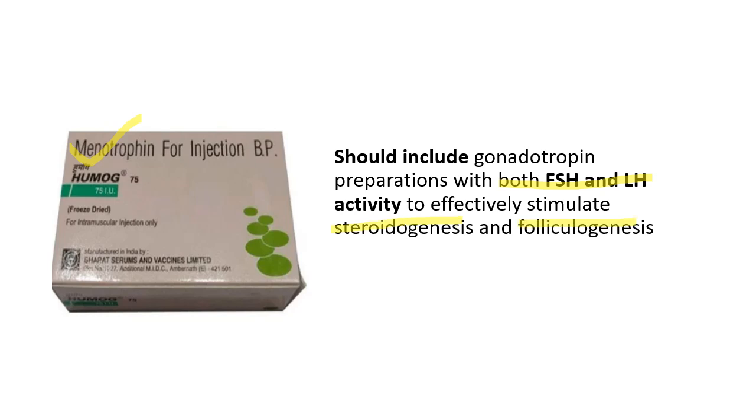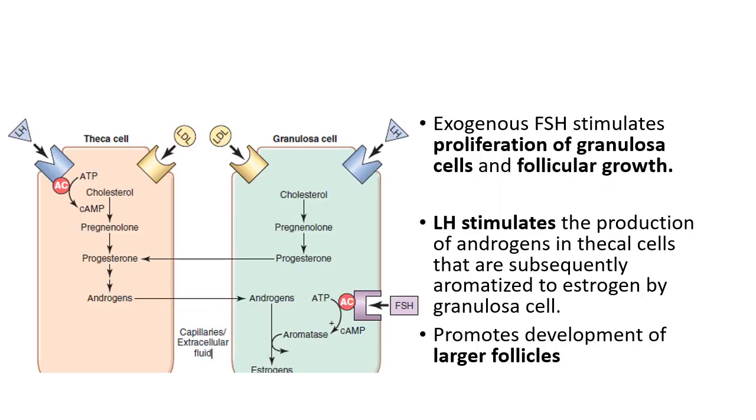Let's discuss the detail. FSH will cause the proliferation of the granulosa cells and follicle growth, and LH will stimulate the theca cells to produce androgen, which will be aromatized to estrogen in the granulosa cells. Thus, it will promote follicle development. So these patients with hypogonadotropic hypogonadism will require both LH and FSH.